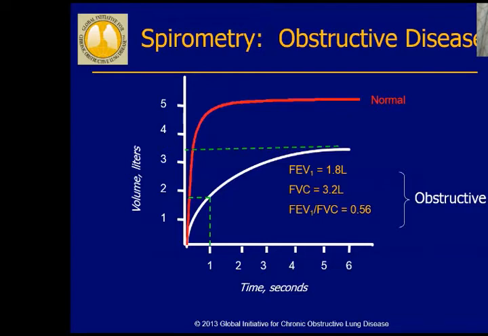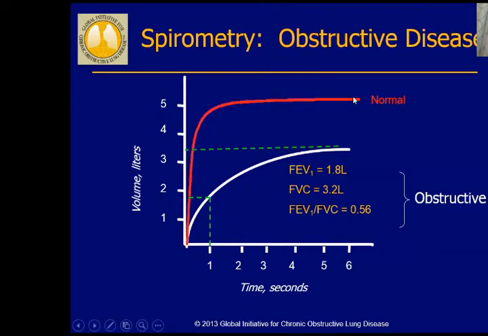Now, normally, a normal person will be able to expire 80% of his vital capacity in the first second. So this is called FEV1, forced expiratory volume in 1 second. So usually almost 80% of your vital capacity is expelled out in the first second. But in a patient with COPD, because of the airflow limitation, they will not be able to expire. So FEV1 will be far less than what is predicted for that particular person, depending upon his height, gender, and age. So FEV1 will be low, and similarly FVC.